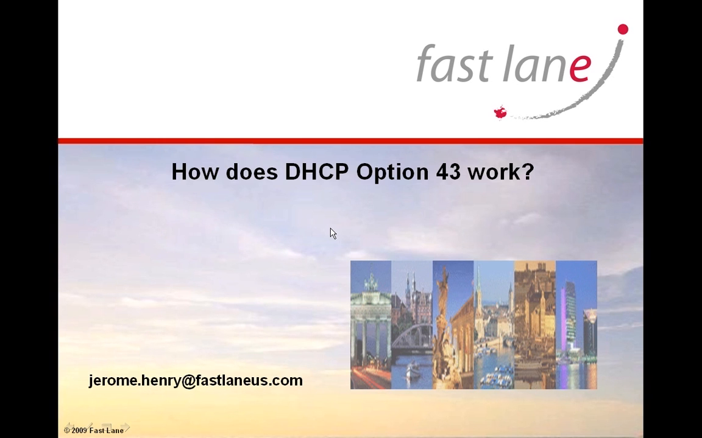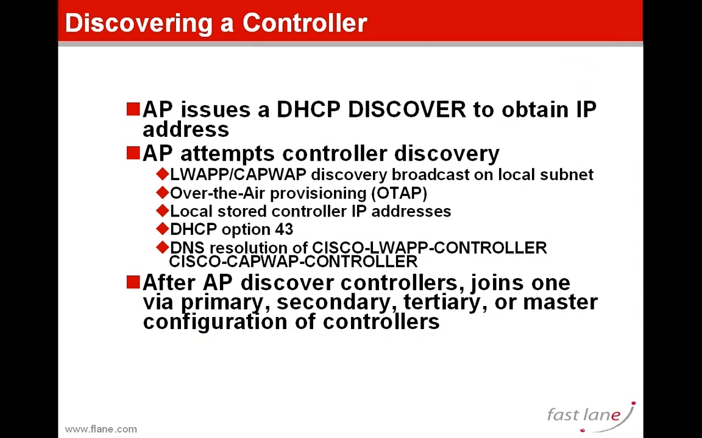Today I would like to explain to you how the DHCP Option 43 actually works. You probably heard about this Option 43 by which an access point can find information about a controller. It's often called the vendor-specific option.